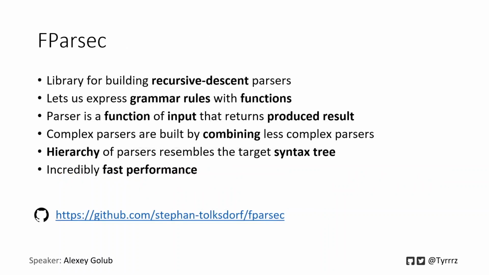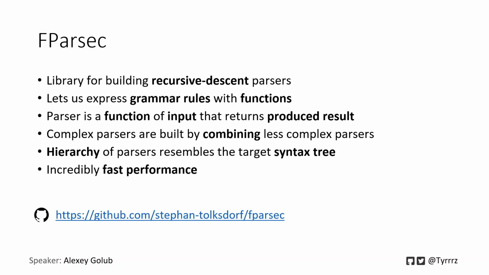Of course, in F# this is already a solved problem thanks to a library called FParsec. This library can be used to write recursive descent parsers, which means parsers that can handle languages with recursive grammar as opposed to just regular grammar, and it provides a nice functional API to do so.